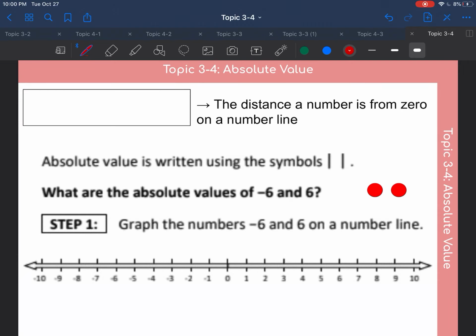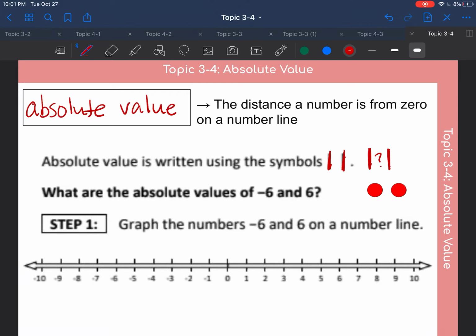And it's related to our previous lessons because constantly in lessons 3.1, 3.2, and 3.3, I really emphasized understanding how far away a number is from zero. Okay? And that's very similar to what absolute value is. Absolute value is the distance a number is from zero on a number line. So that's the definition of absolute value, how far away a number is from zero on a number line. Now, absolute value is written using these symbols, basically parallel lines that surround a number. And that's the symbol that is used to represent absolute value.